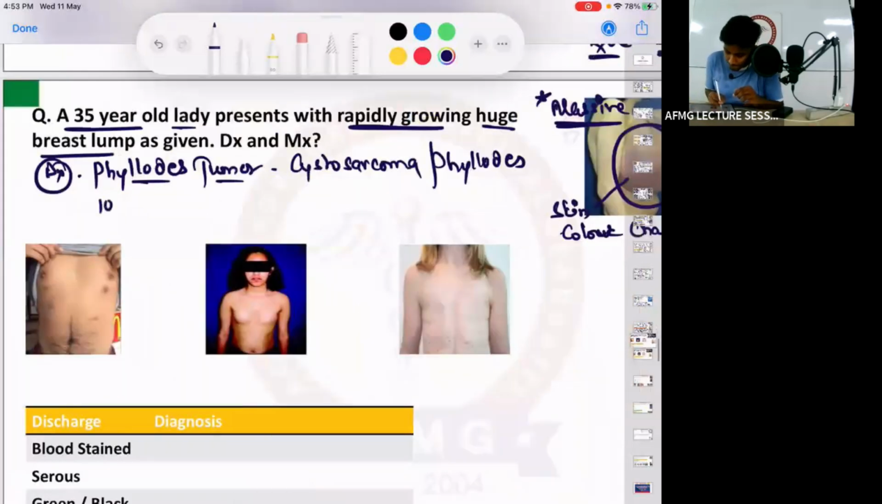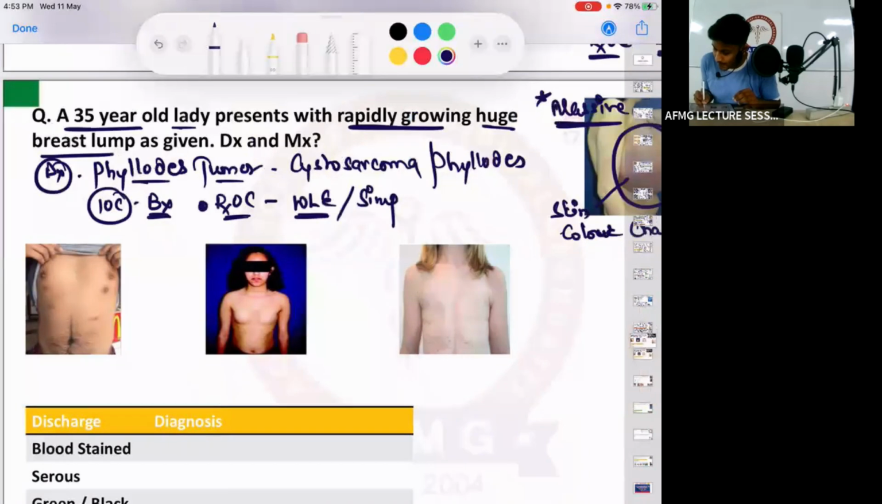Investigation of choice is a true cut biopsy or FNAC. And treatment of choice is wide local excision, or a simple mastectomy if it is a very large tumor; do not mark MRM. In phyllodes tumor, the treatment of choice is wide local excision, and if it is large in size, then it is simple mastectomy. No problem in this, it is the easiest.